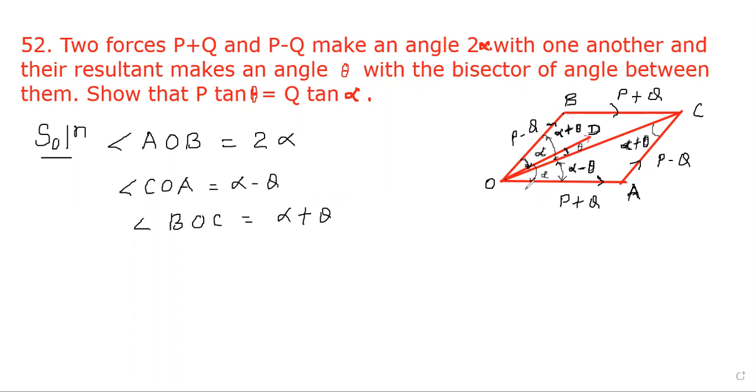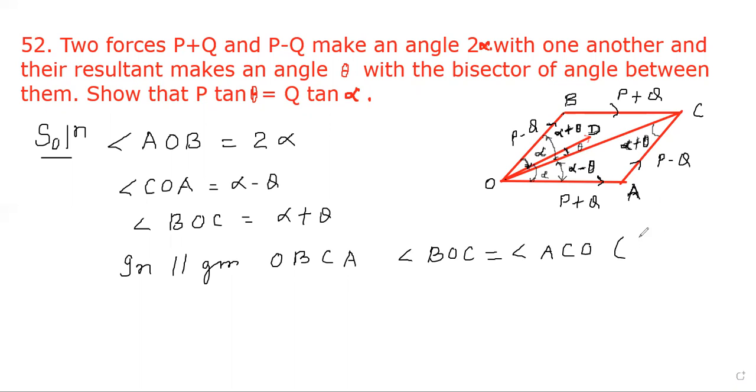Since OACB is a parallelogram, angle BOC must be equal to angle ACO. In parallelogram OBCA, angle BOC equals angle ACO, alternate angles.